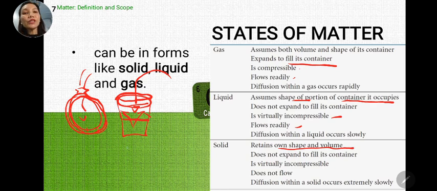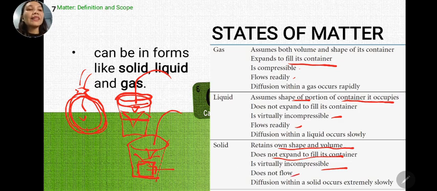Okay, so the solid retains its own shape and volume. For example, in this glass, you put in a rectangular block. It will not change shape to fill the container; it stays as it is. It does not expand, it is virtually incompressible, it does not flow, and diffusion is extremely slow. Unless the solid you put in melts, that is the time it will flow. But virtually, solids do not really flow; they are not fluid. Okay?